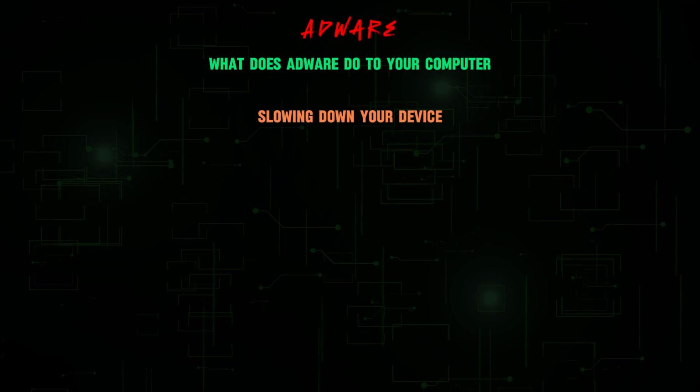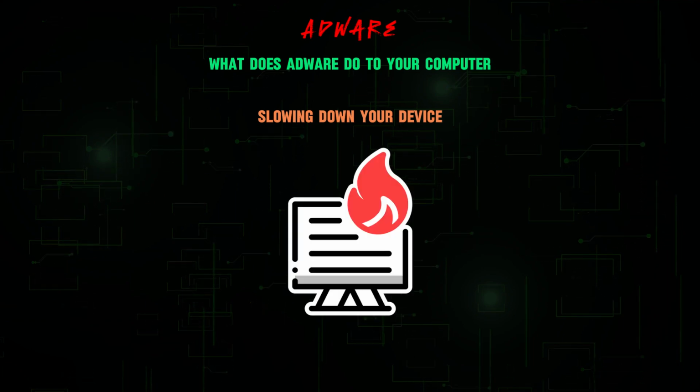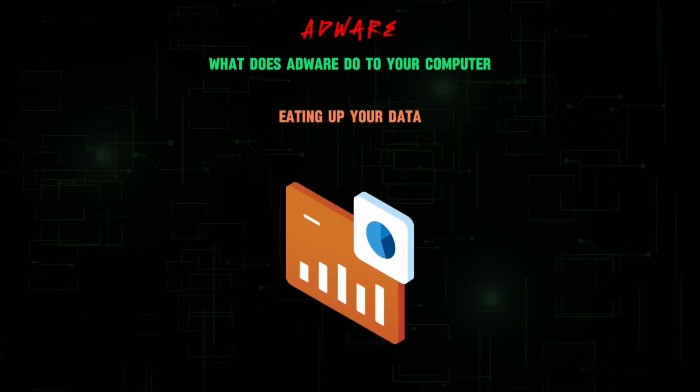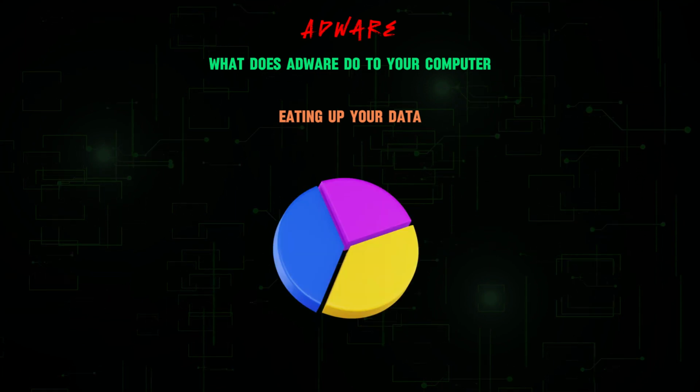Slowing down your device. Loading and running advertisements draws processing power away from what you want to do, which slows down your device's performance. Eating up your data. Downloading advertisements consumes your monthly mobile data allowance, just like loading photos or videos. Check your data usage carefully if you think you have adware on your Android or iOS device.